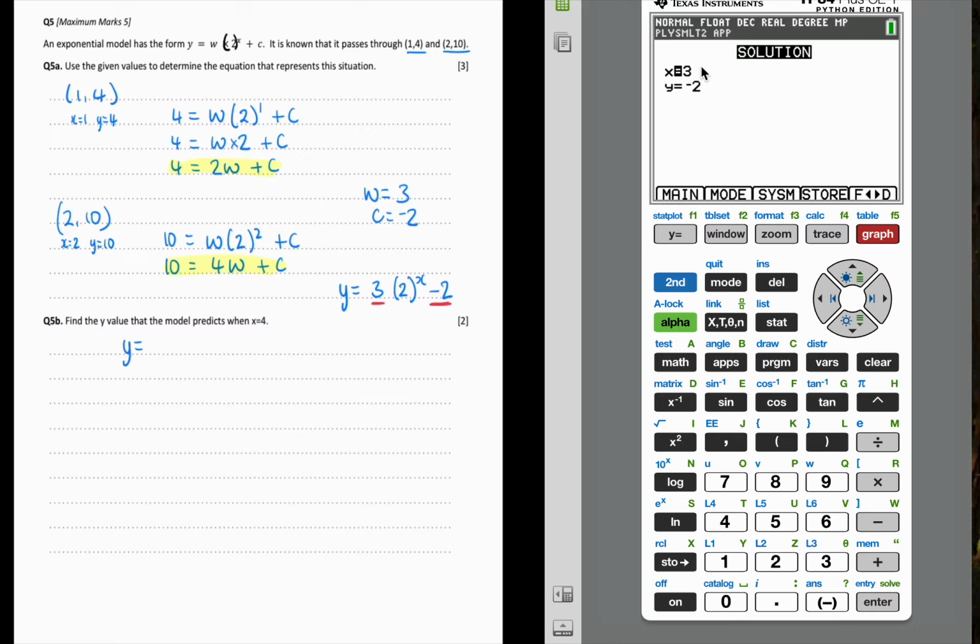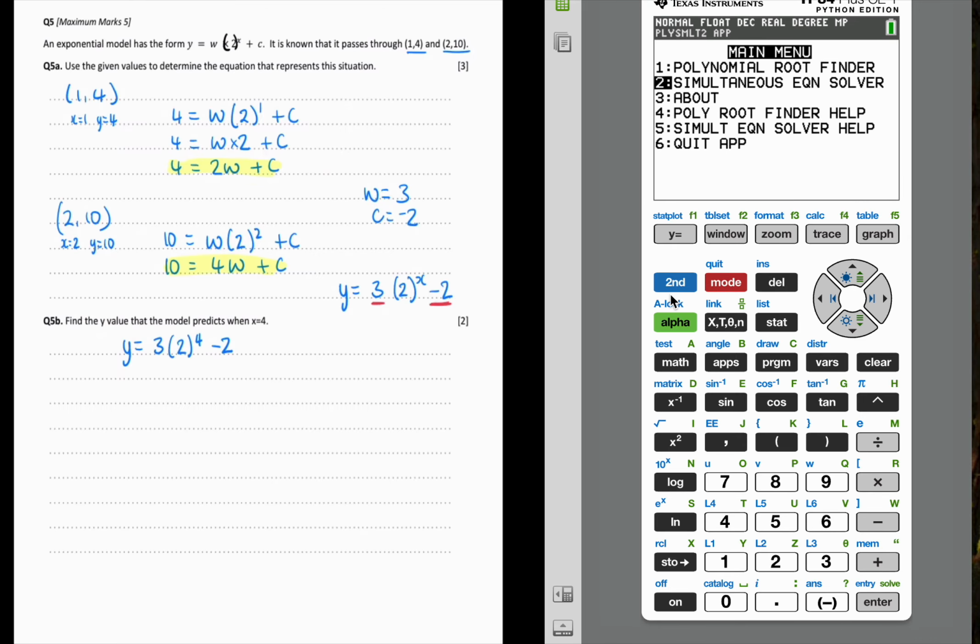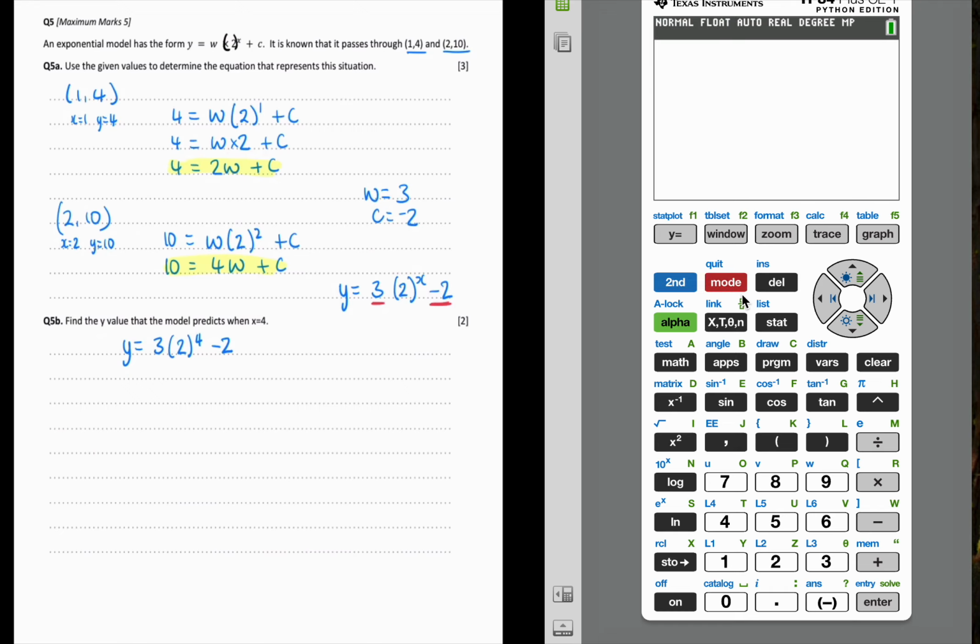You can say y is equal to 3 times 2 to the power of 4 minus 2. You can just type that into your calculator. So 3 times 2 to the power of 4 minus 2. Whoops, minus 2, sorry. So that gives me the value. Oh, sorry, this should be 3. There we go, so 46.